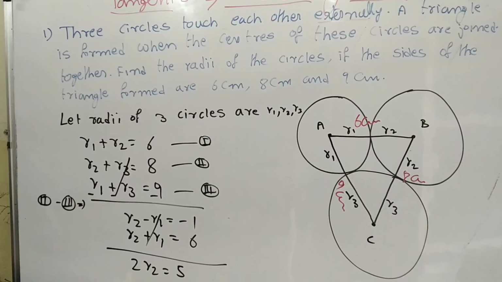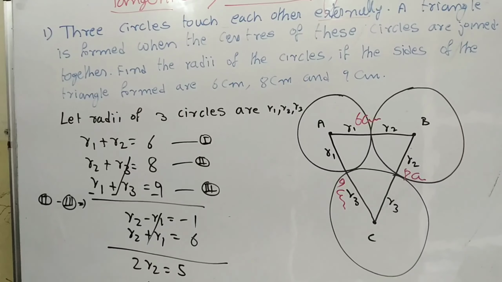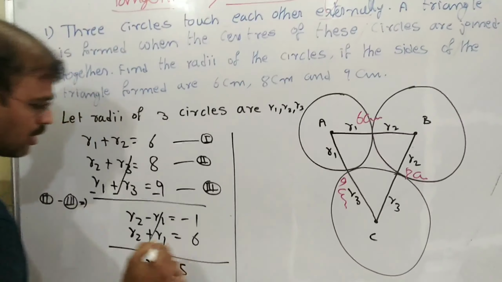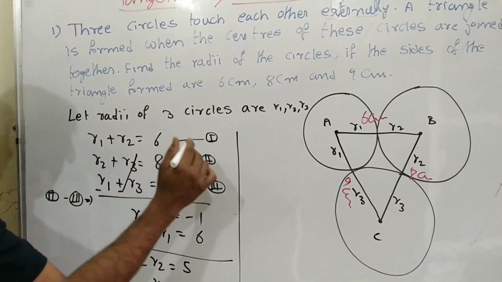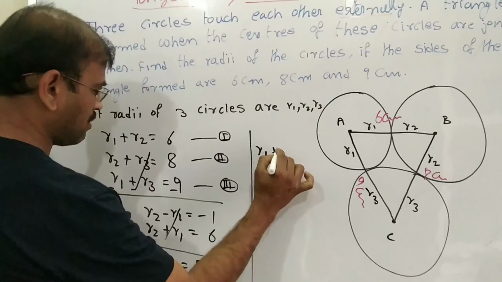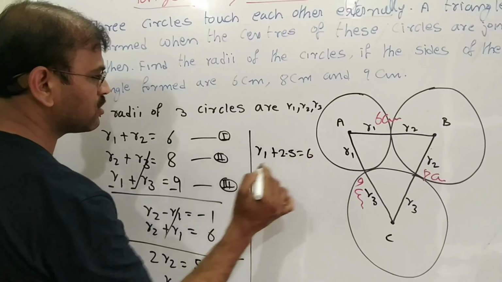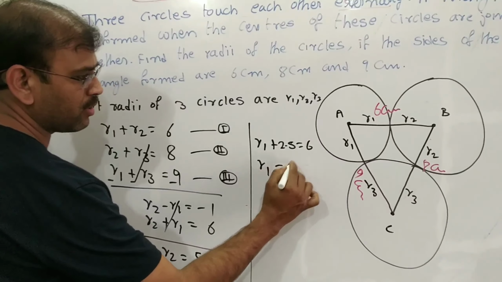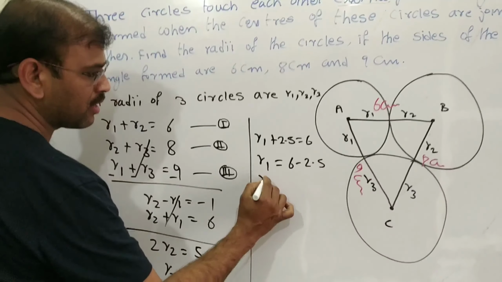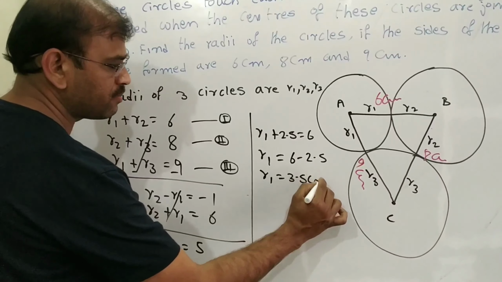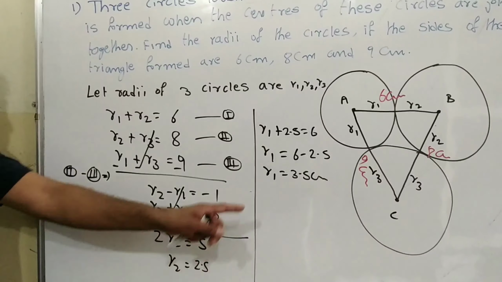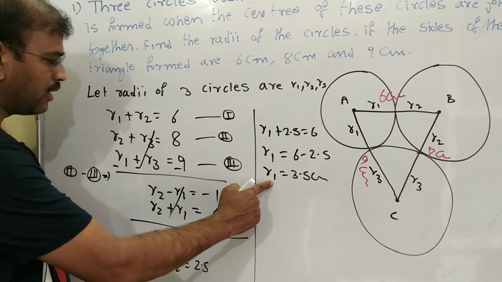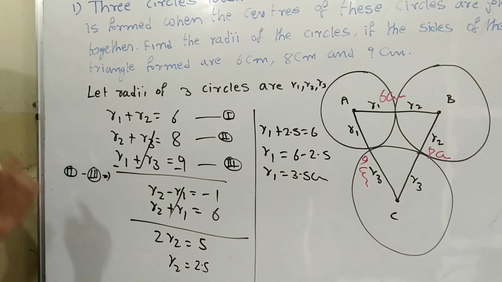So that means now we got the value of R2. This R2 value, substitute in equation 1. So R1 plus 2.5 equal to 6. So R1 equal to, take this 2.5 to the other side, 6 minus 2.5, R1 equal to 3.5 centimeter. R1 is 3.5 centimeter.